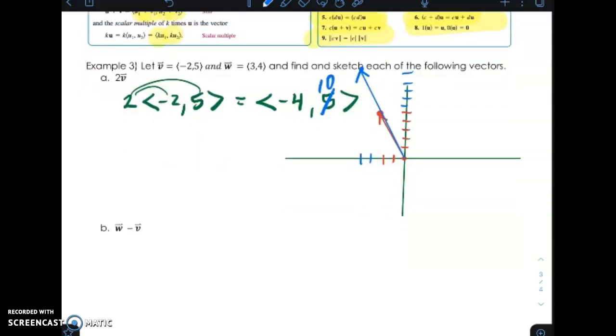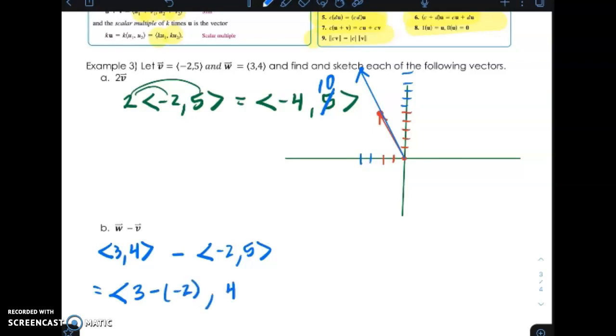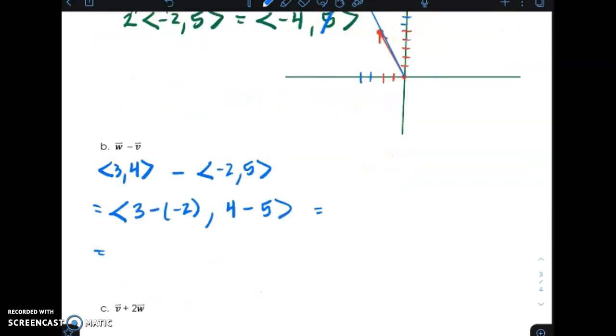Let's subtract vectors now. So we've got w is 3, 4, minus vector v is -2, 5. And to subtract them, you're taking vector w, and then you are subtracting the components in vector v. And same thing for the y component. So you've got 4 minus the 5 from vector v, which is giving us a resultant vector of 5 and -1. And then let's graph that.